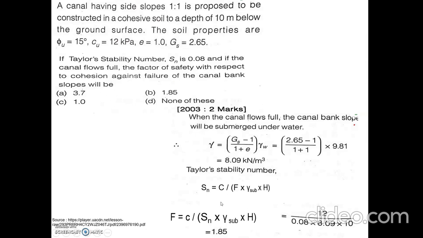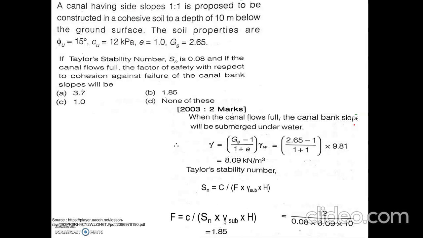And for that, we will have to use the equation for finding factor of safety F equal to C divided by Sn into gamma submerged into H. So here we can see that gamma submerged is used. Gamma submerged is used because in the problem it is mentioned that the canal flows full, and for this condition we will have to find factor of safety. When canal flows full, that means the slope will be submerged. So we will have to find submerged unit weight.